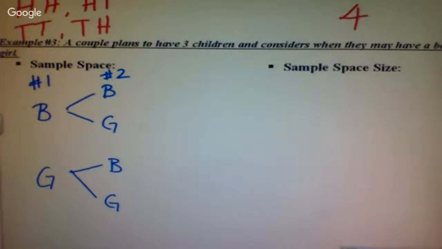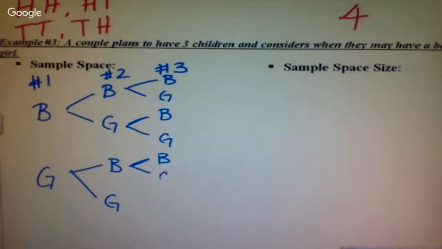Okay, so right now they can either have 2 boys, a boy and a girl, a girl and a boy, or a girl and girl. That's what you have right now. They're then going to procreate one more time and have a 3rd child. And again, their options are boy and girl off of each one of these. Okay? This is your sample space. You have just created it.